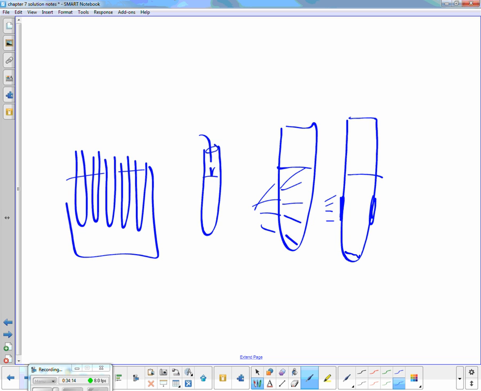Then at the very end, it's heterogeneous or homogeneous. Is it the same throughout? Homogeneous. It's not the same throughout? Heterogeneous. The second page is just some questions. If you were given a solution that did this, what would it be? If I did a solution that was this, what would it be? So very quick and easy to finish.